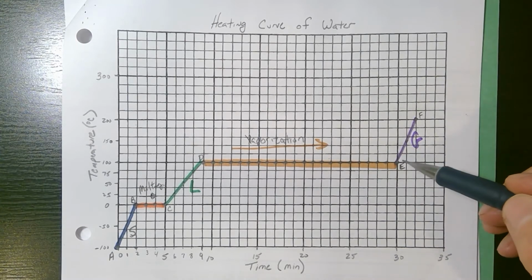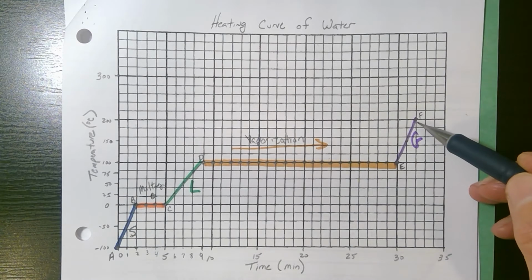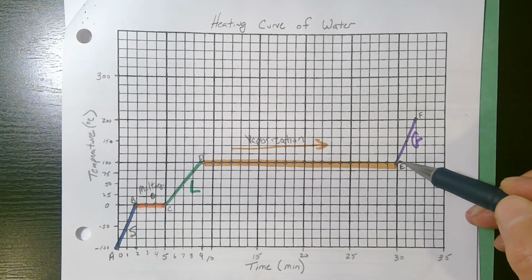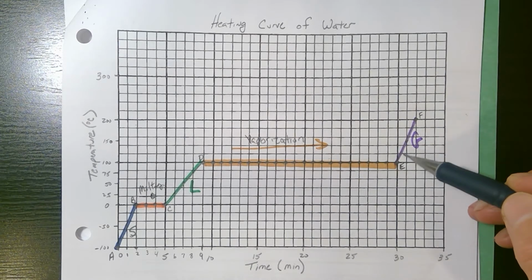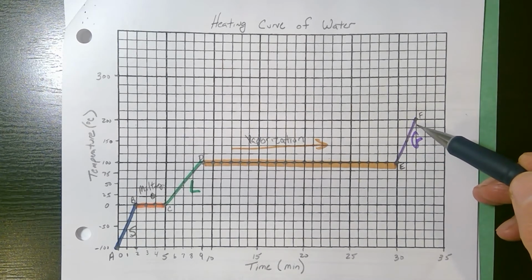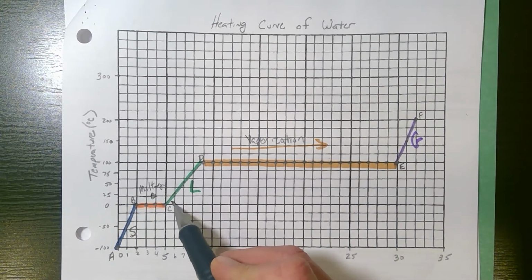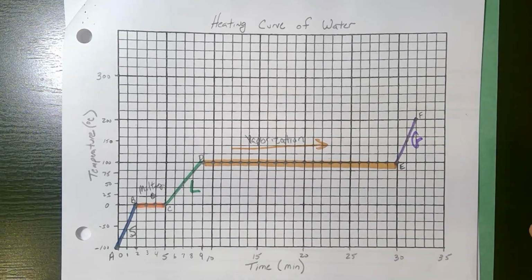So the last 2 minutes, okay, from time 30 to time 32, you had 100% gaseous water vapor, and the temperature increased rapidly from 100 to 200. All right, the flat sections are the phase changes. One thing you may notice is that the slope of the slanted sections is not constant.